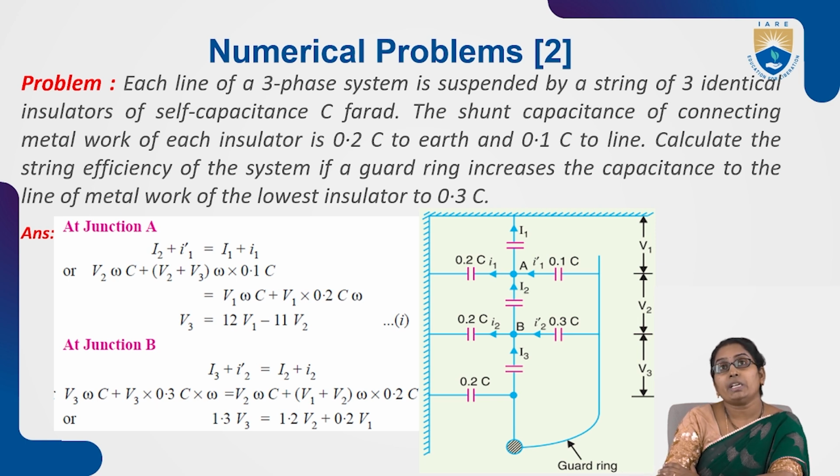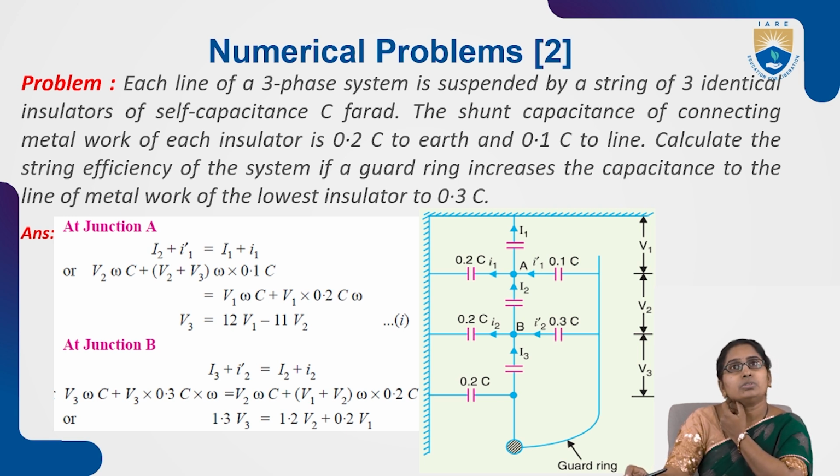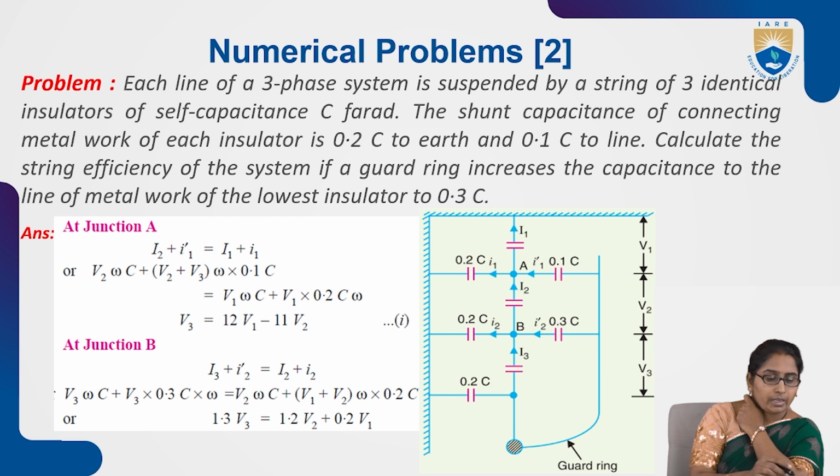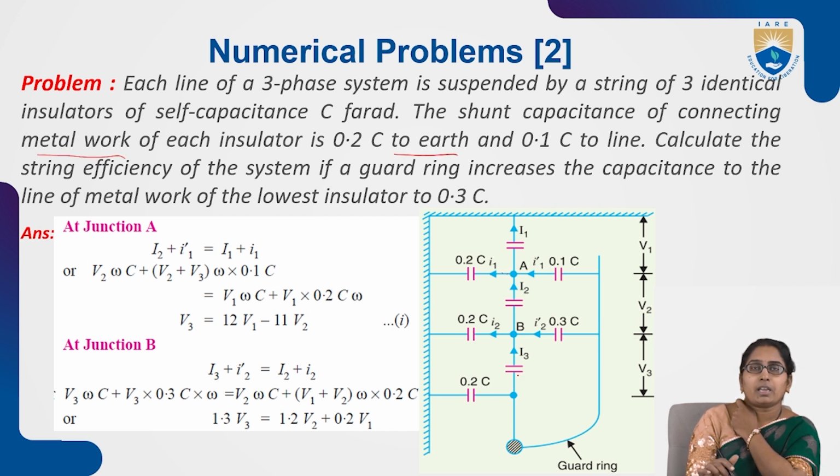They have given the shunt capacitance value in two values. The shunt capacitance of metalwork to earth, as drawn in the diagram, is 0.2 C, and 0.1 C to line. They are telling the shunt capacitance of the metalwork of each insulator to line.